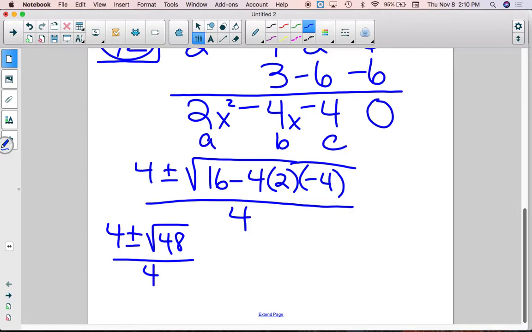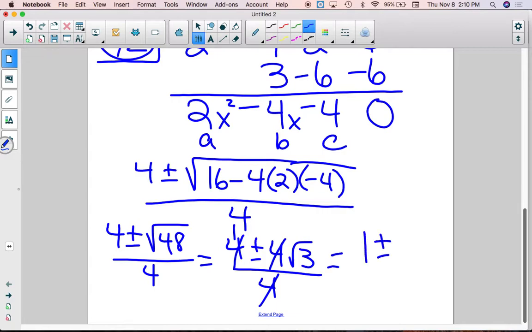So what goes into 48 that you can square root? 16. 16 times 3, so that's 4 radical 3. So I have 4 plus or minus 4 radical 3 over 4. Cancel your 4's out. You have to put a 1 here for this one. So your final answer for those two is 1 plus or minus radical 3.